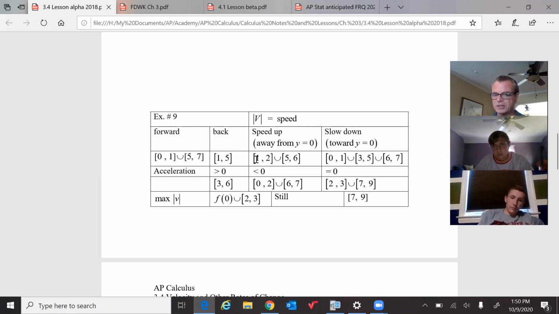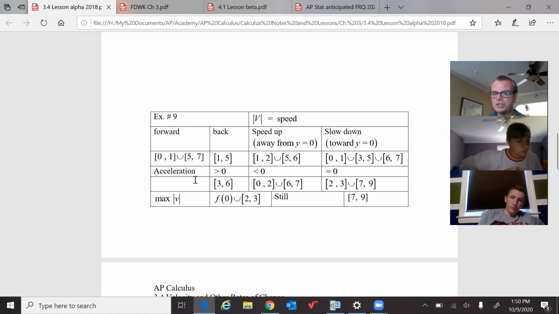Now, if you haven't had physics, part B's harder for you, but you can see it. I mean, when is it slowing down? When it's going towards the x-axis. Y = 0 is the x-axis. So between 0 and 1, it's going towards the value of 0. Between 3 and 5 and between 6 and 7, it's slowing down.